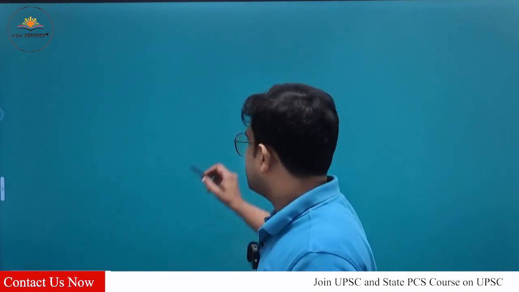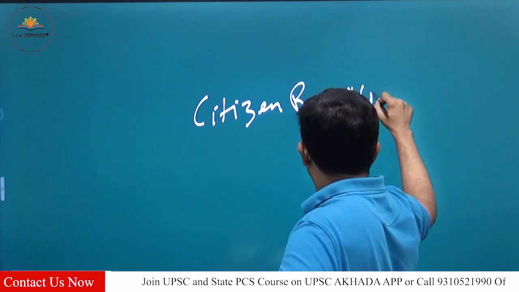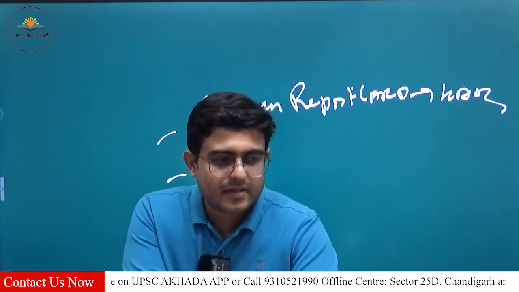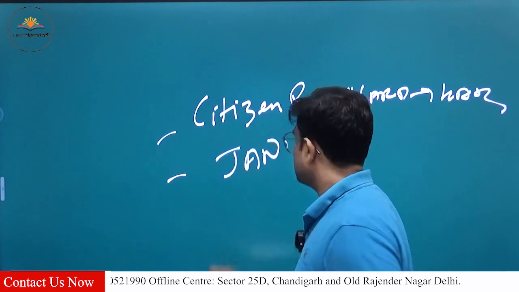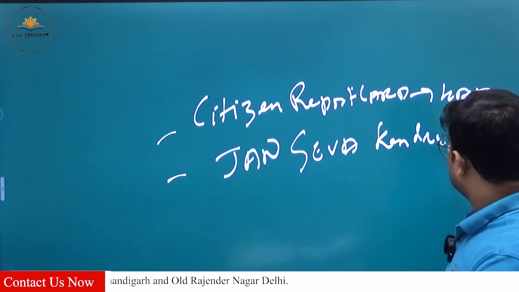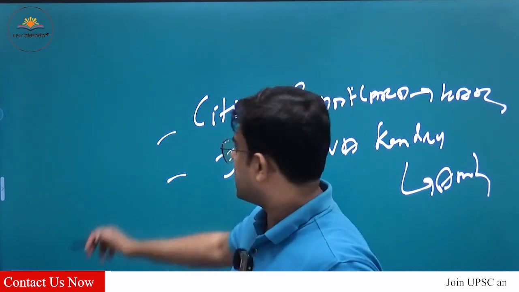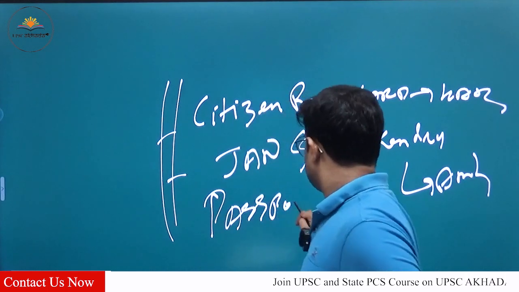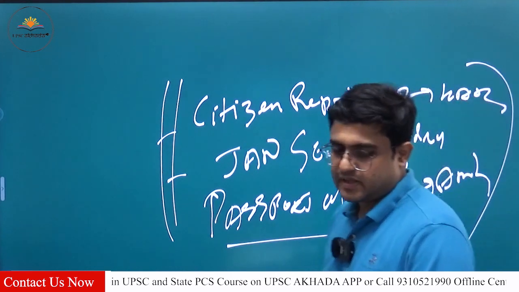also some good models are the citizen report card by Karnataka. Then Ahmedabad Jan Seva Kendras, a highly single window system. The Gujarat model. Gujarat government had it under Modi ji only, I guess. Jan Seva Kendra, Ahmedabad. These are the examples quoted by the second ARC. Very good practices. Model citizen charter. Also passport office. These good practices are there.